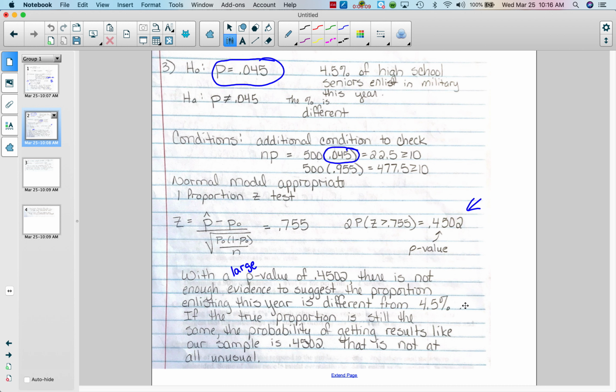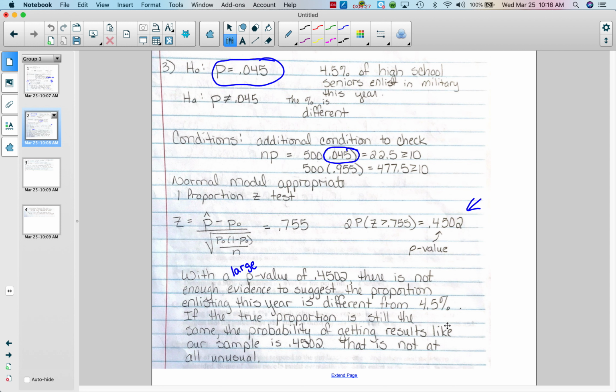Notice that I don't say that it hasn't changed, because I can't accept the null hypothesis. I can only say that I don't have enough evidence to reject it. So that's all I can say. There's not enough evidence to claim the alternative is true. That's all I can say.